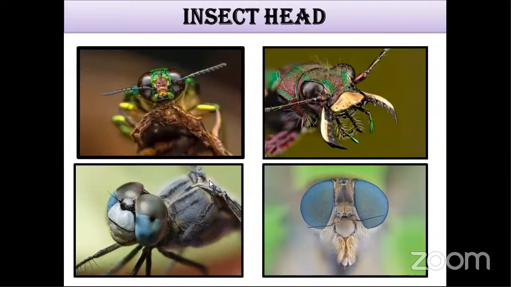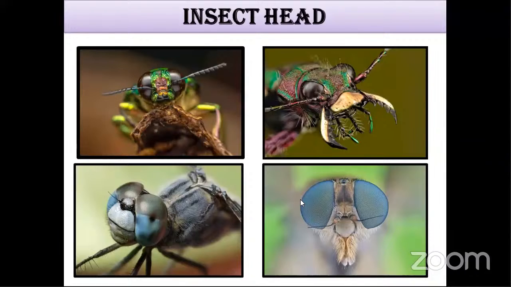The insect head is a hard structure. It is a hard and highly sclerotized capsule. You can imagine our own body: even our head region, the skull, is a highly sclerotized capsule. Like that, the insect body has three parts, head, thorax and abdomen. Among these three parts, the head region is a highly sclerotized capsule.